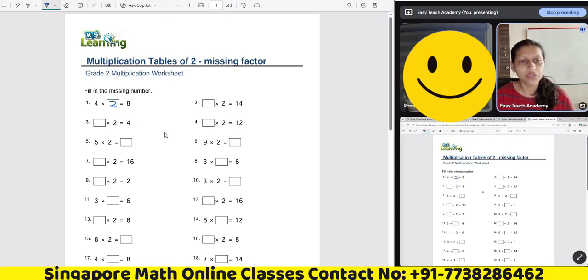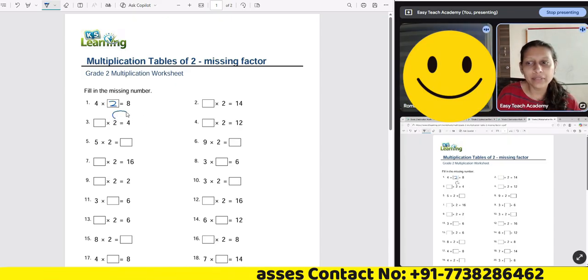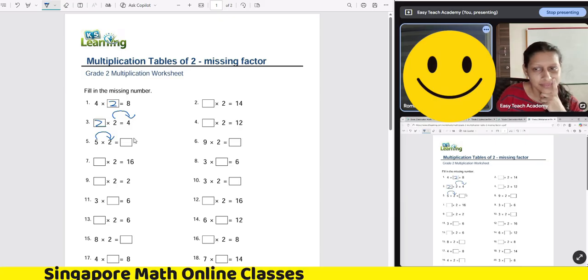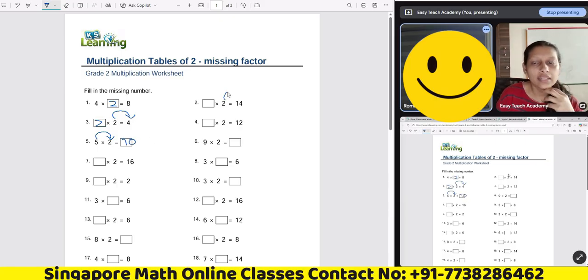Did you receive this one worksheet? Yeah. Now in the table of 2, how many times 4 comes? 2. So write here 2. Now 2 times 5 is how much? 2 times 5 equals 10. So 10. Now in the table of 2, how many times 14 comes?